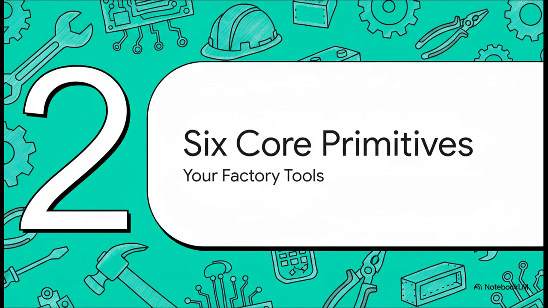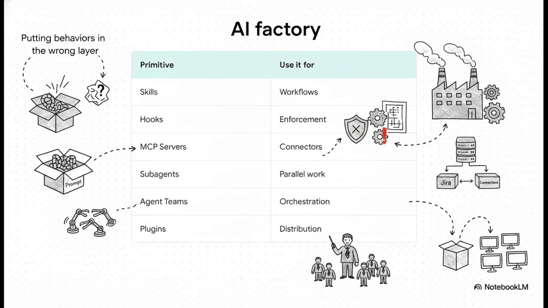Moving right along to section 2, the 6 core primitives. These are basically your essential factory tools. Now, the biggest trap teams fall into is putting behaviors in the wrong layer. It's like trying to stuff a complex, reusable workflow into one giant bloated prompt. Please don't do that. Instead, we have distinct tools for distinct jobs.